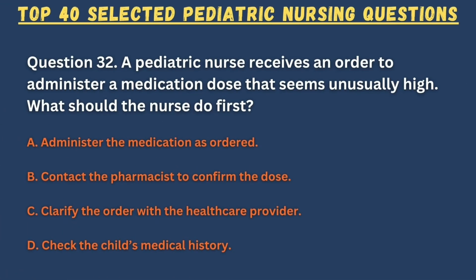Question 32. A pediatric nurse receives an order to administer a medication dose that seems unusually high. What should the nurse do first? A. Administer the medication as ordered. B. Contact the pharmacist to confirm the dose. C. Clarify the order with the healthcare provider. D. Check the child's medical history.